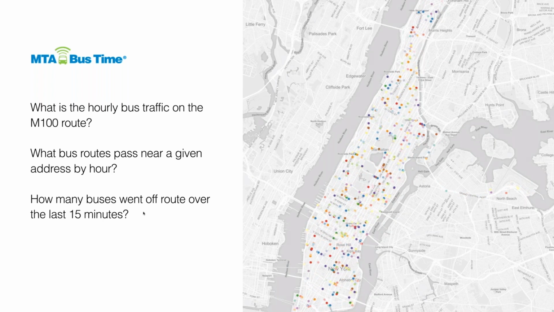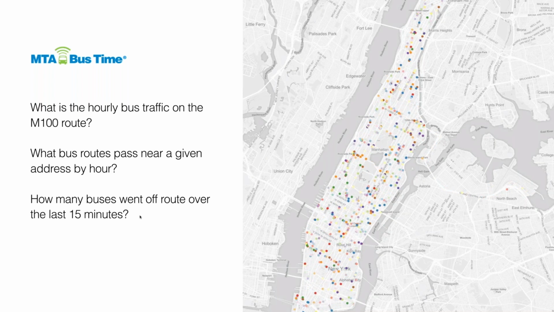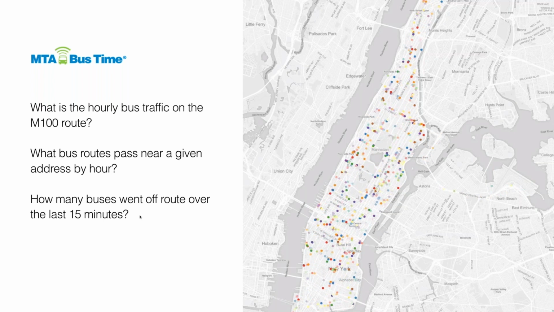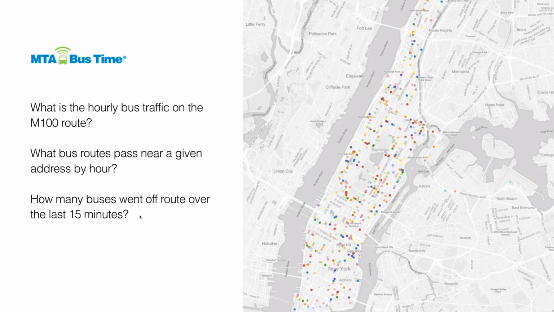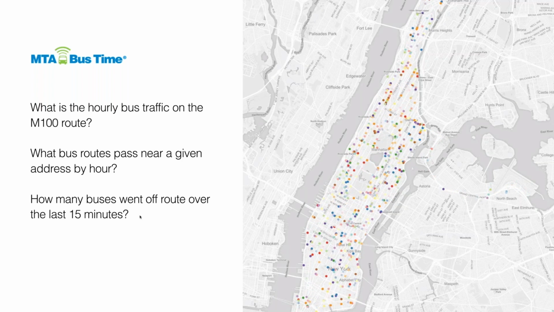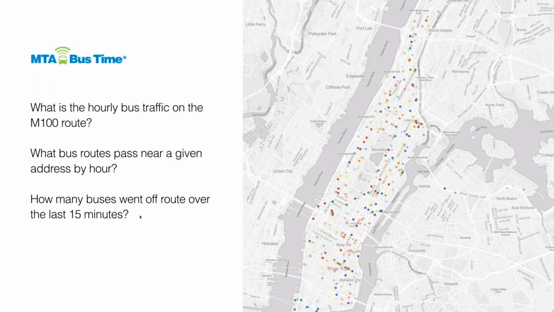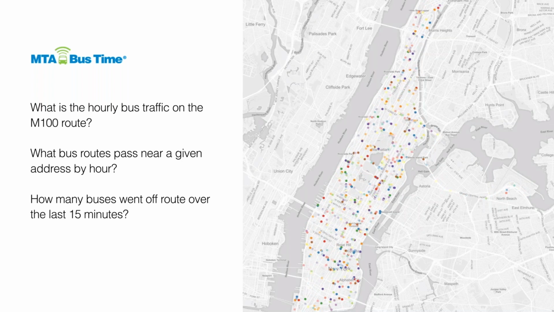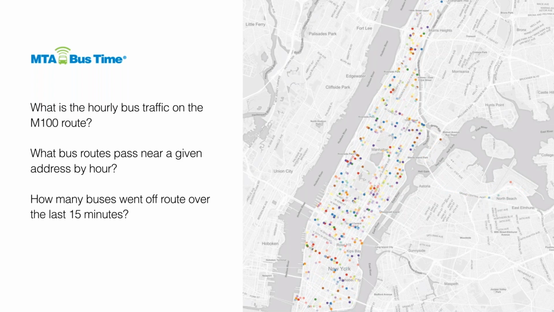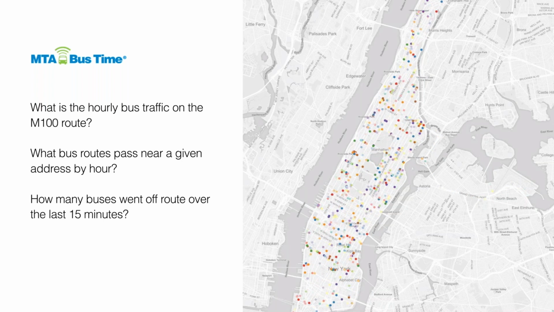The MTA Bus Time API is a live feed of the buses' current locations, but we have questions beyond where the buses are right now. Questions like, what's the hourly bus traffic historically for a route? What bus routes pass near a given location? Things that require us to slice and dice data, filter and aggregate across space and time, and look at historical and real-time data. None of this is possible with a real-time API alone. We need a spatial database and a robust query language to get at it.